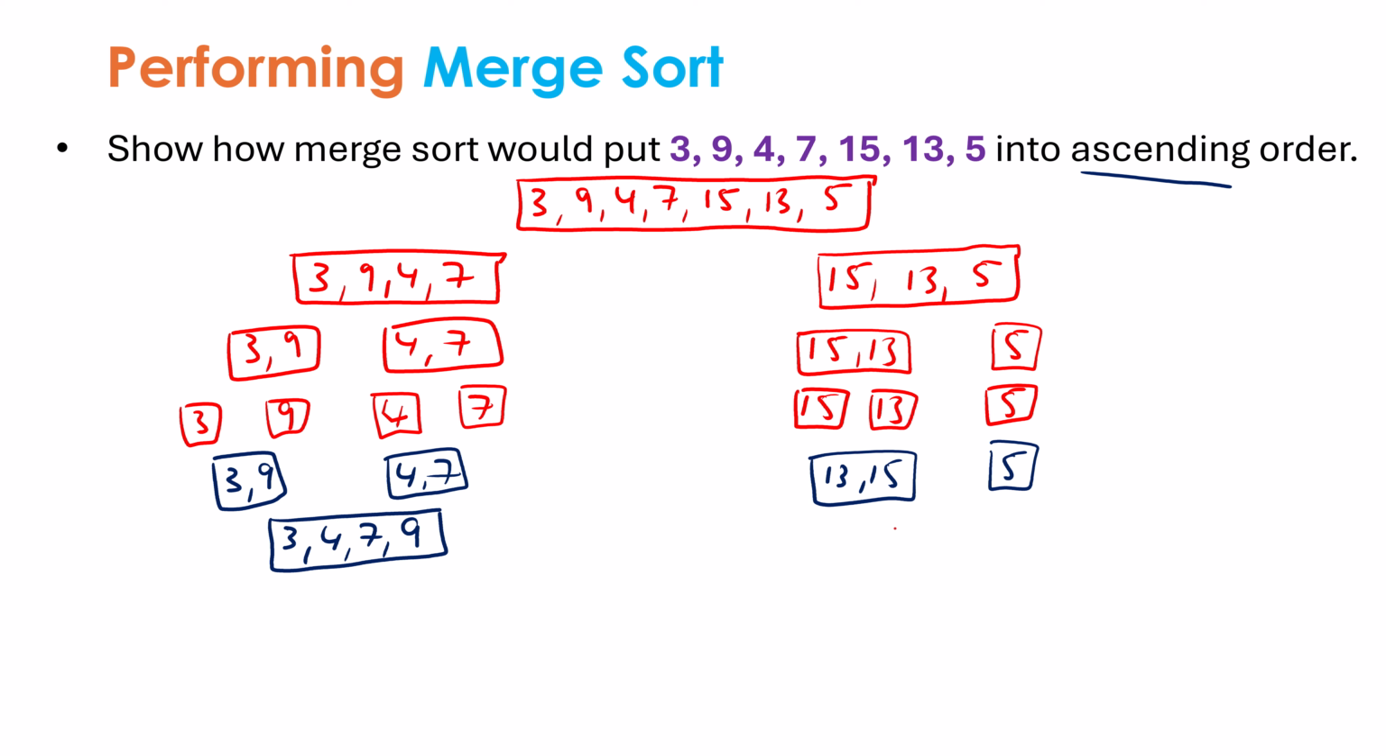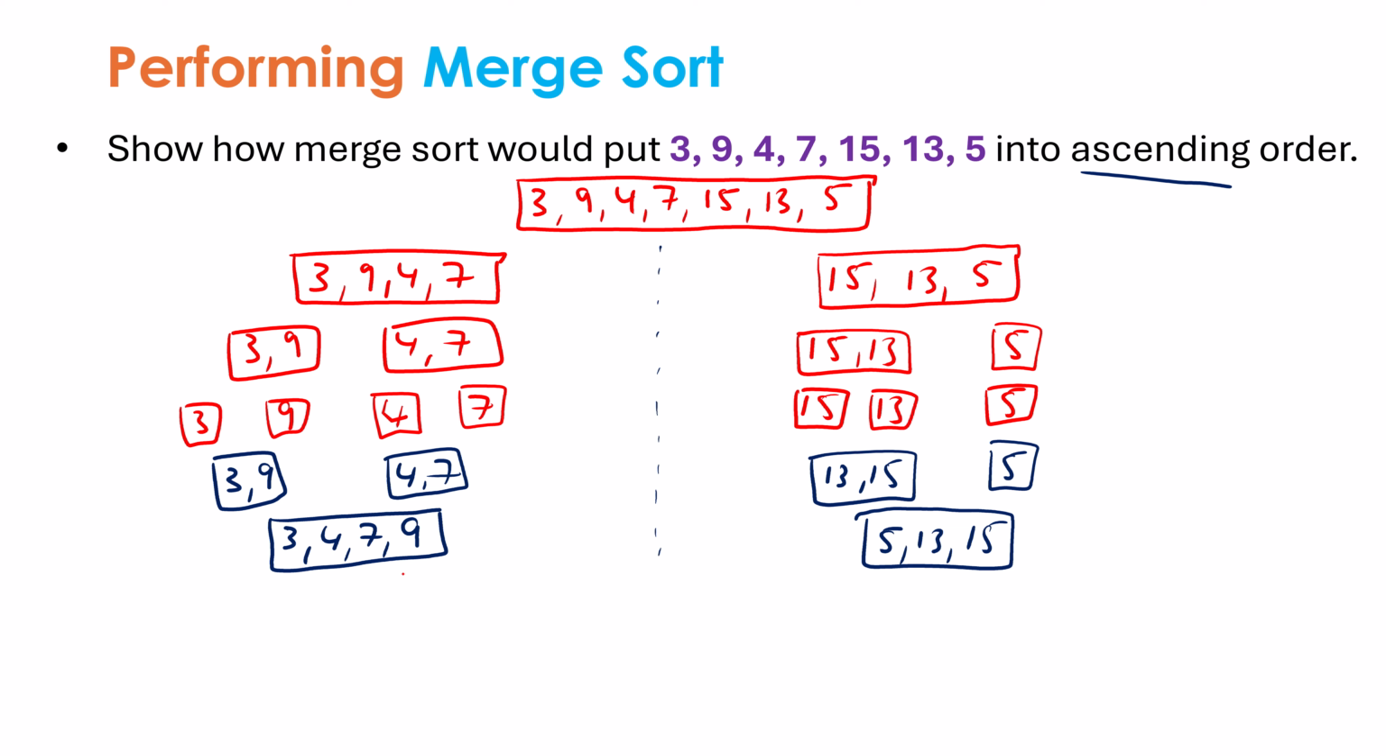Then I can combine 5 with this sublist. So 5 should come at the start, then 13, then 15. And now I'm left with two sublists, which I can combine. Now you can see I've deliberately drawn effectively two separate sides here. Once I do my first division by two, we need to keep these sides separate until right at the end.